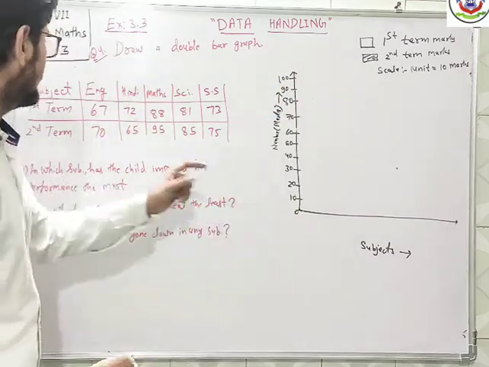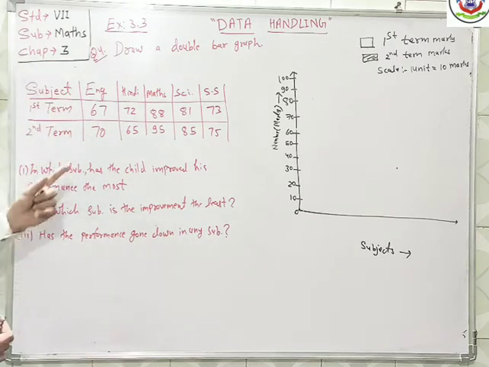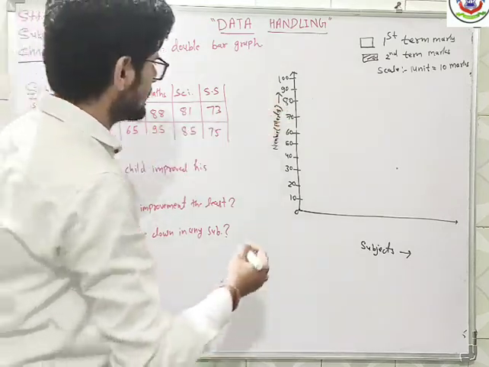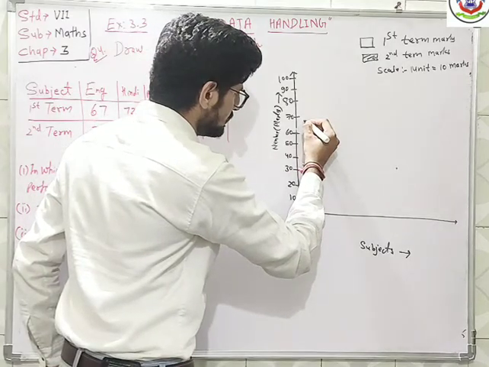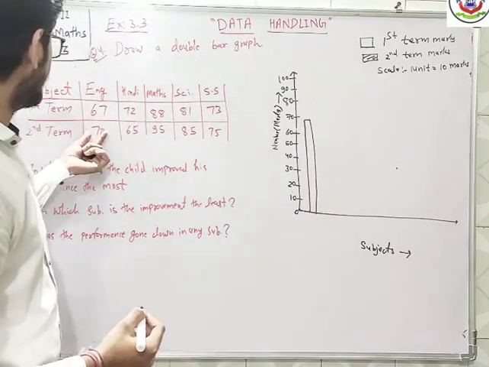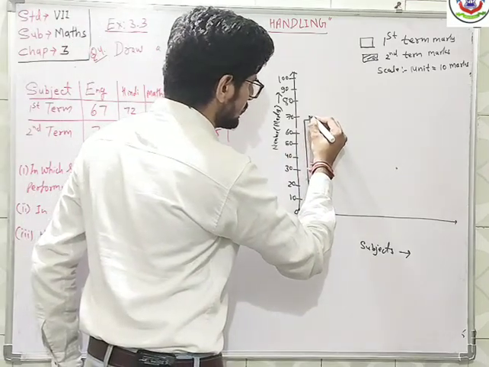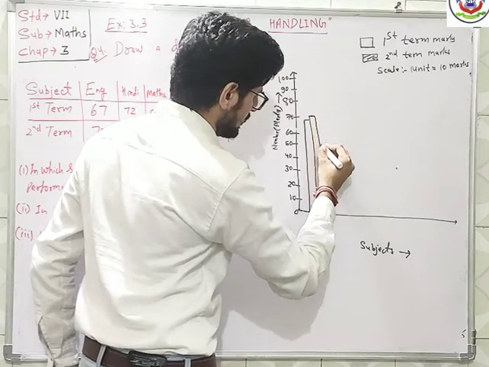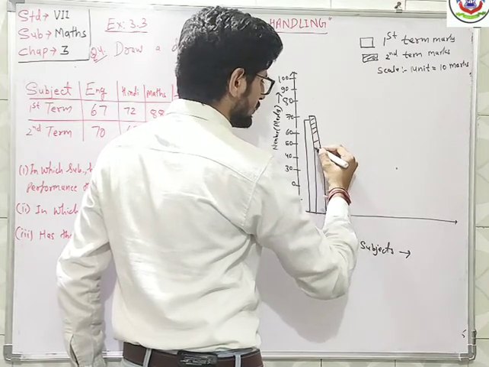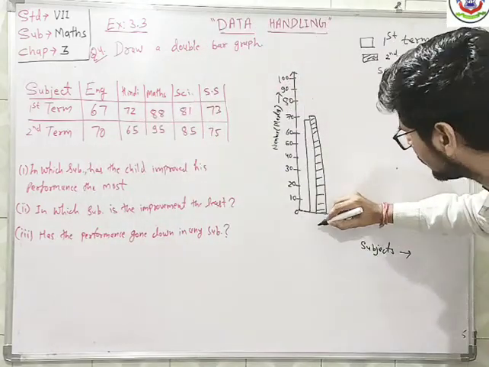Clear? Then first term in English subject, the first one is English subject. So the student got 67 marks, and 67 marks is between 60 and 70. So this one is for the first term, this is 67 marks, and in second term he got 70, so this one is 70, just above this. And for the second term marks we have to draw lines over here. So this is for the English subject.